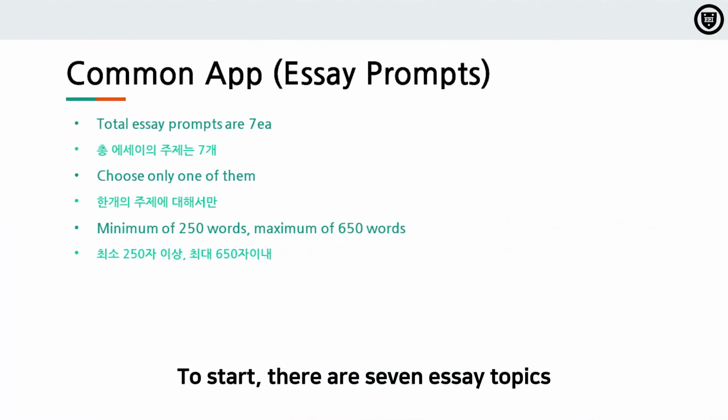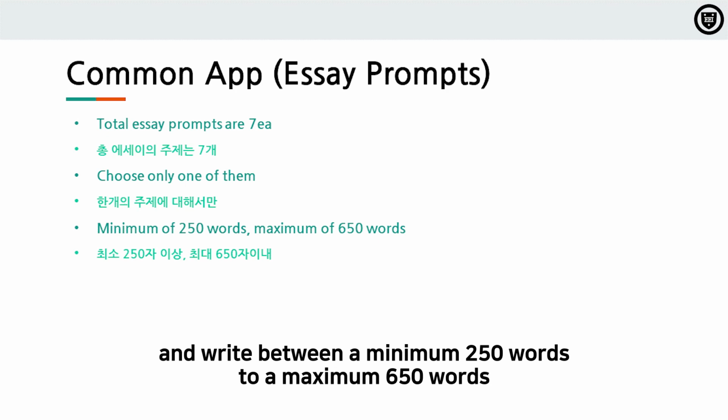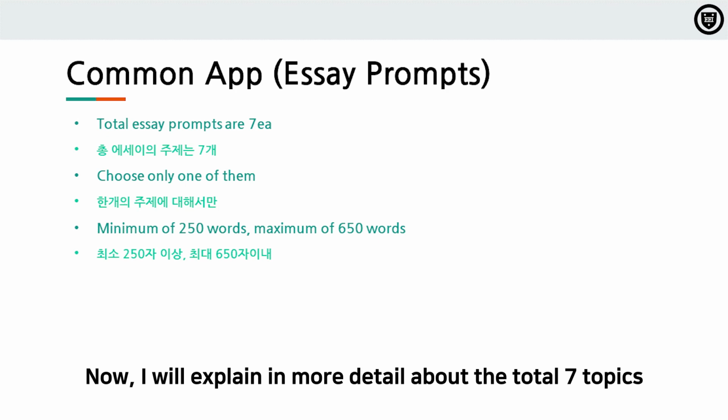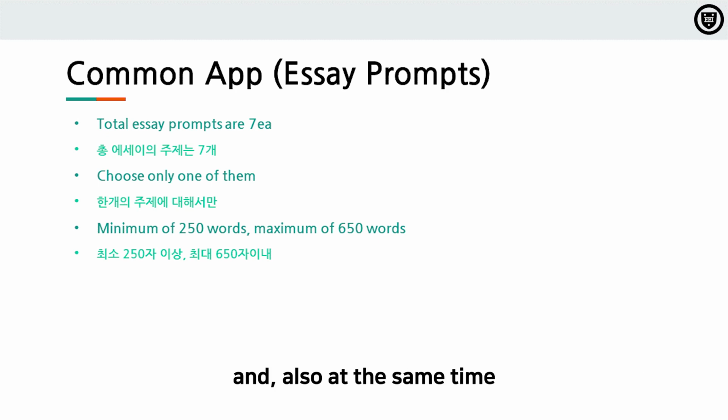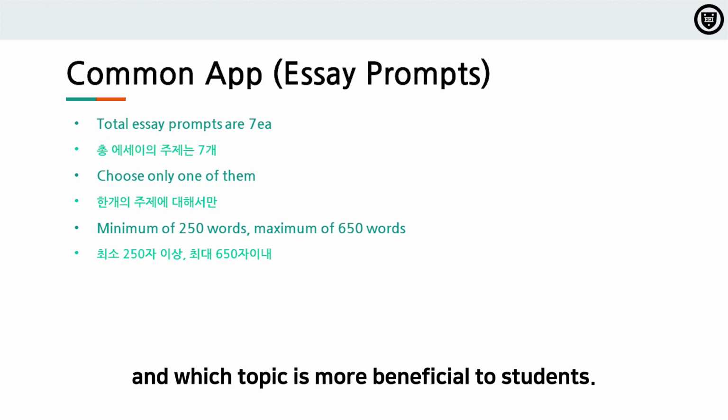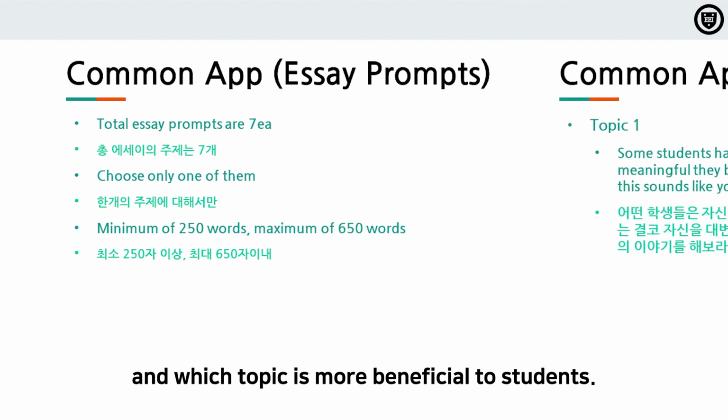To start, there are 7 essay topics for the common application essay to apply to a private college. Students need to choose one topic and write between a minimum of 250 words to a maximum of 650 words. Now I will explain in more detail about the total 7 topics and also at the same time how to choose the topic and which topic is more beneficial to students.